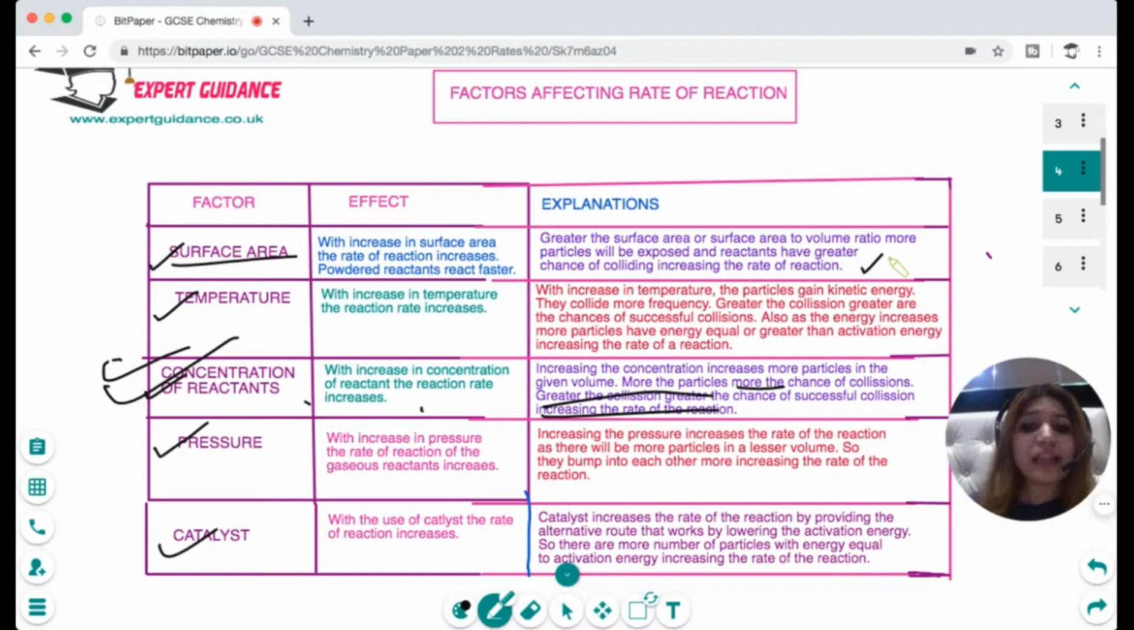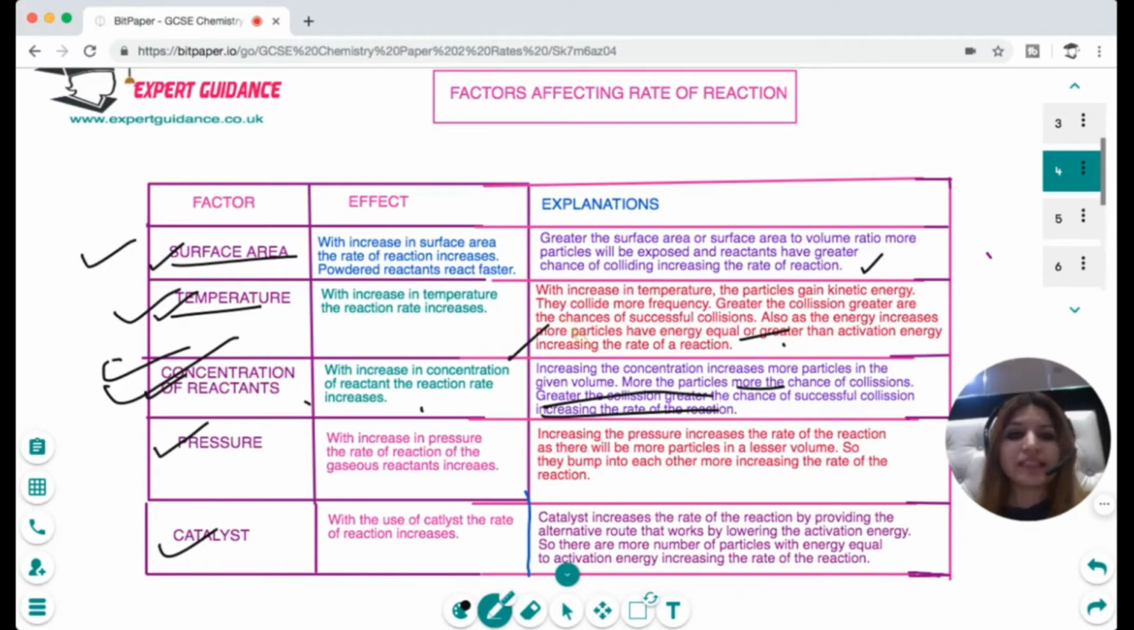So that is why, rather than taking a zinc mass or any reactant mass, you take lumps of it or powdered reactant, because when you do it in a powdered form, you're increasing the surface area to volume ratio, so there are more chances of the reaction to take place. Now, when we talk about temperature, temperature does two things. First of all, it makes the particles gain kinetic energy, so they collide or bump into each other more frequently. Secondly, as the kinetic energy increases, the energy of the particles increases, so there are chances that more particles now have energy equal to or greater than the activation energy, increasing the rate of reaction.